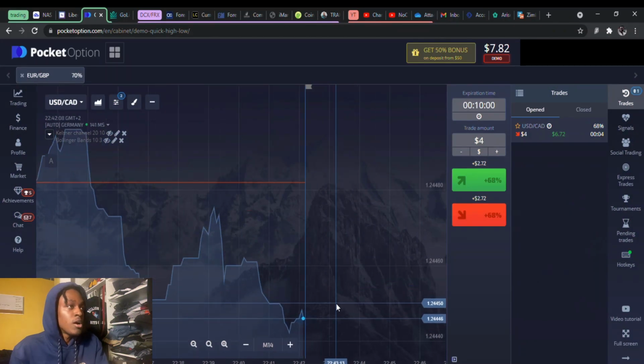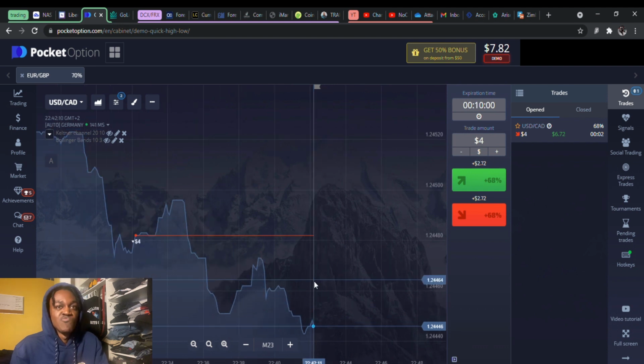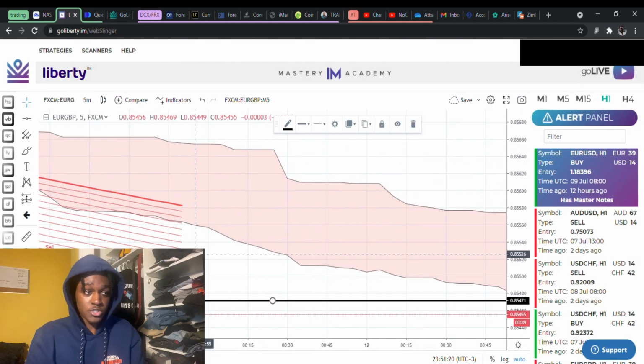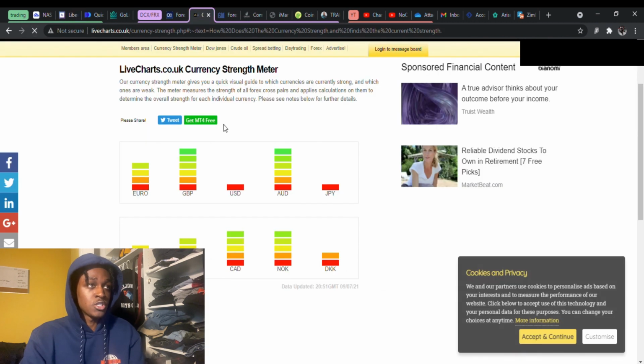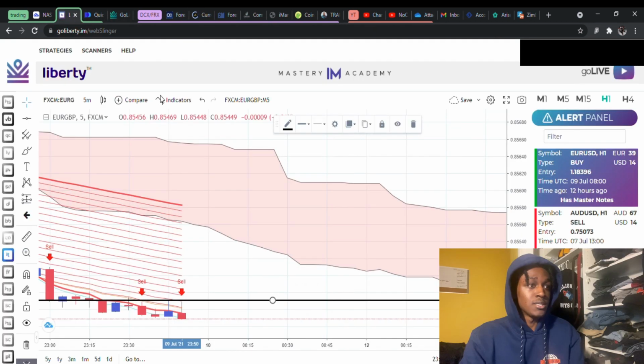All right, so we're gonna look for another trade idea. I feel like we're about to have another trade setup with Euro GBP. Let me just go to the currency strength meter. Let me refresh. You can see the Euro and the GBP is way stronger. All right, now let me go back to this.